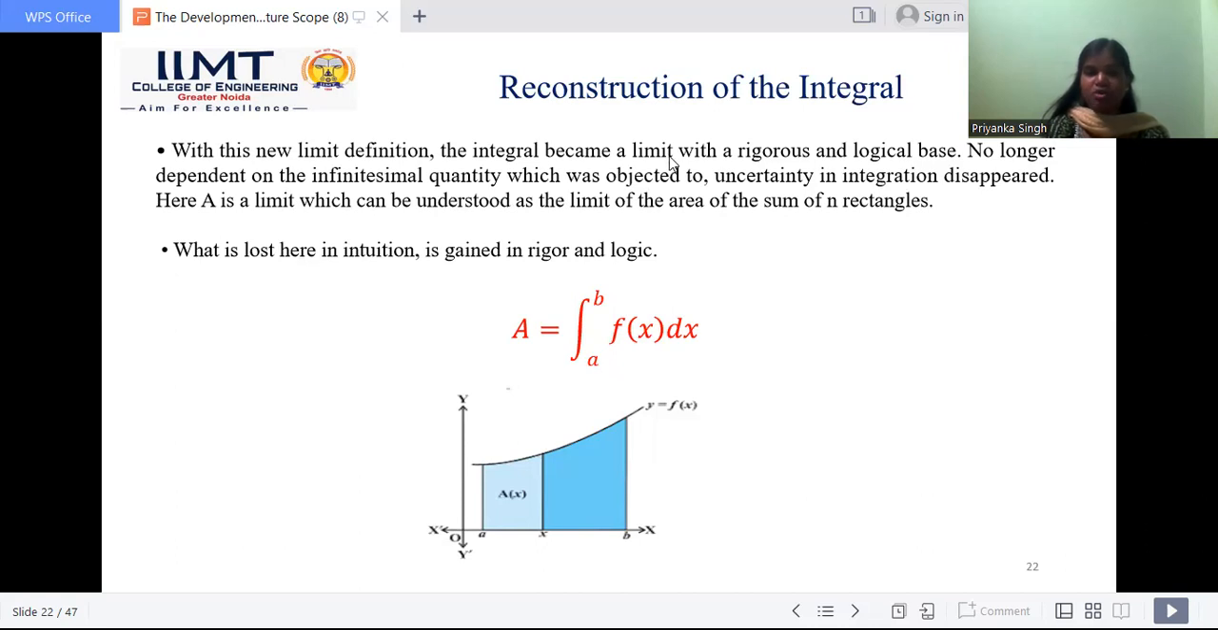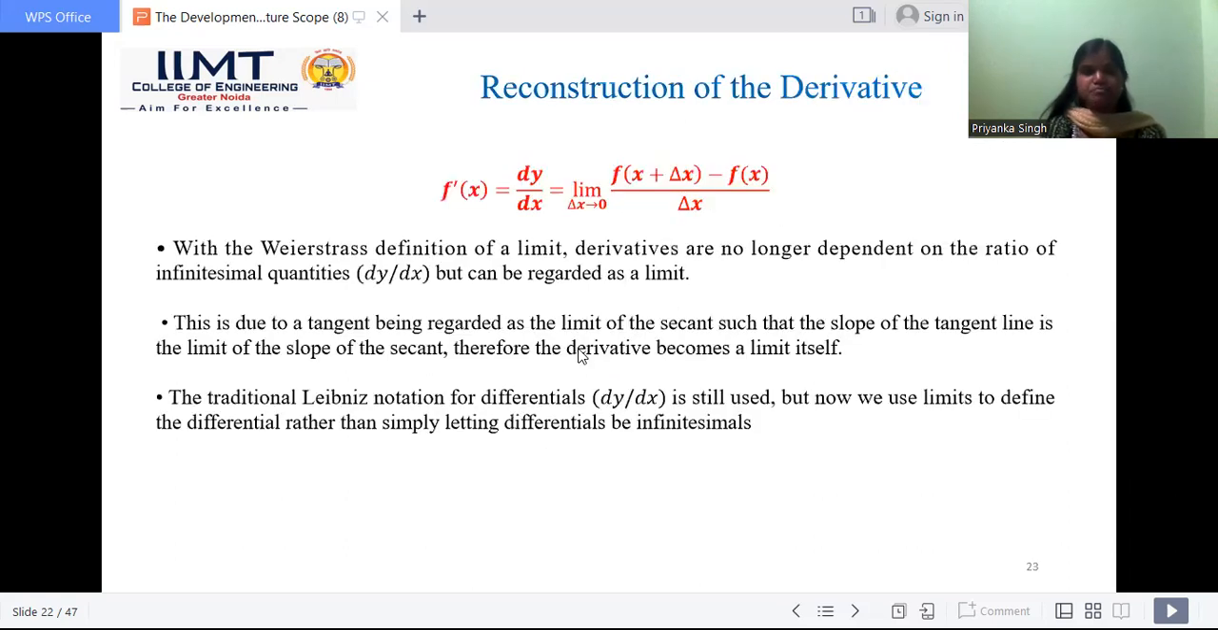It no longer depends on the infinitesimal quantity, which was objected to. Uncertainty in integration disappeared. Here, A is the limit, which can be understood as the limit of the area of the sum of n rectangles. So here, this graph is defined, the function is continuous from point a to b, and A is defined as the area covered by this function. So this is defined by area is equal to the integral from a to b of f(x) dx.